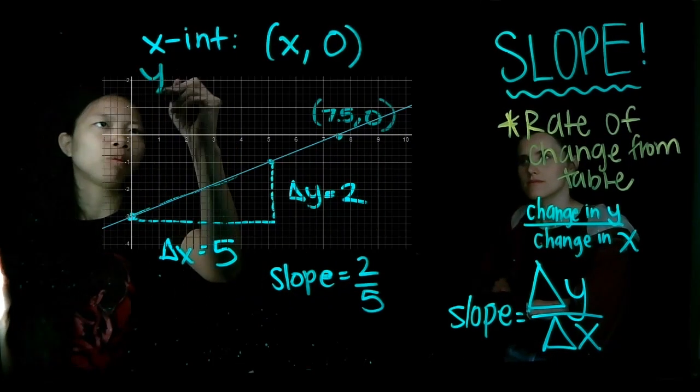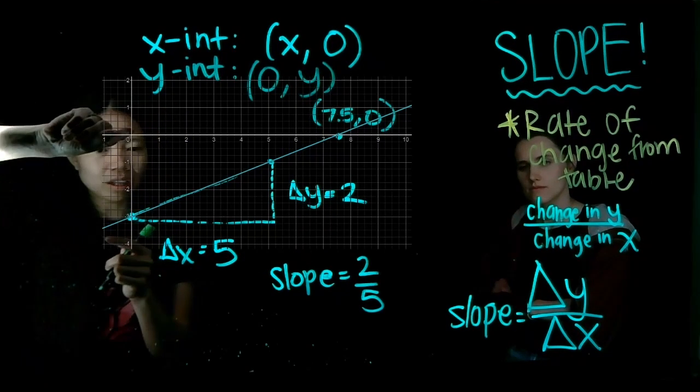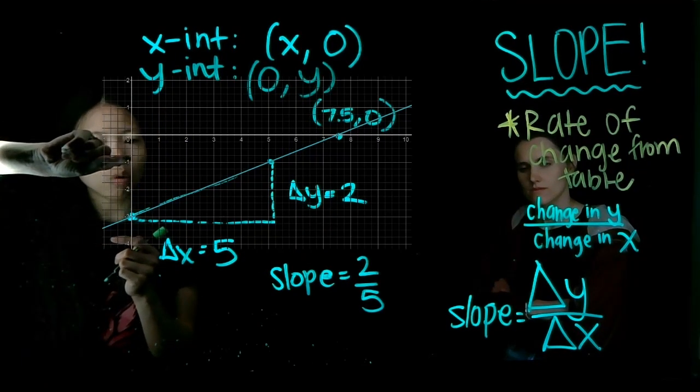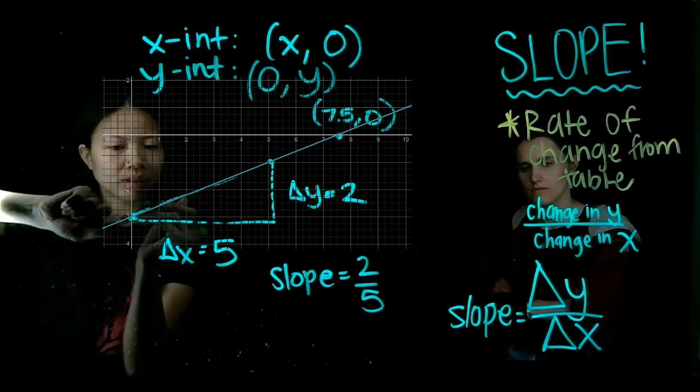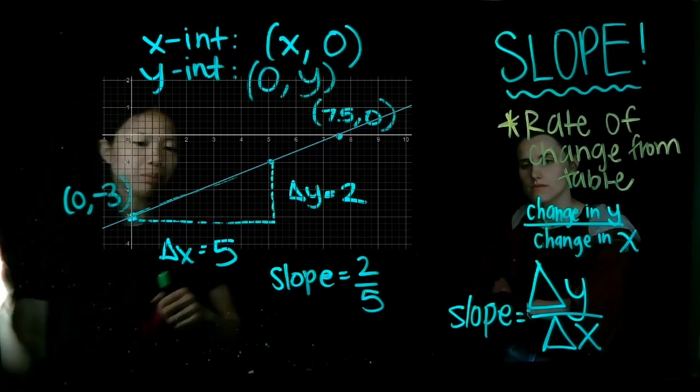All right, let's check out our y-intercept. And this is just when x is 0, what is our y value? If I go here, x is 0, what is my y value? Or where does it cross the y-axis? Oh, it looks like it crosses here at 0, -3. And so that would be my y-intercept.